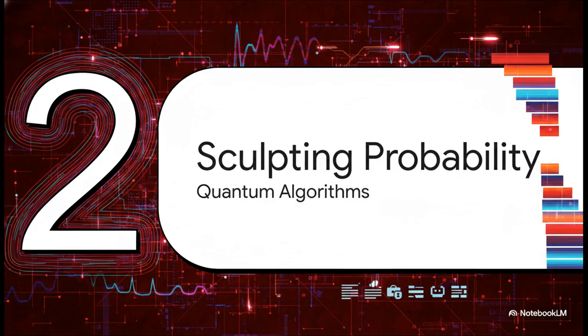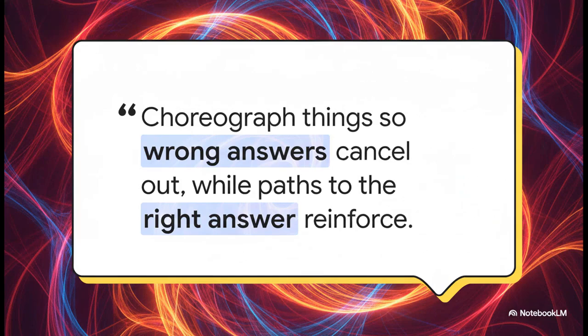Moving on to Section 2. Sculpting probability in algorithms. So the big question is, how do we actually tame these subatomic waves to compute something useful? How do we get from a striped pattern of light in a lab to world-changing software? Well, the renowned computer scientist Scott Aaronson hits the nail on the head here. He says, the goal in quantum computing is always to choreograph things so that for each wrong answer, some of the paths leading there have positive amplitudes and others have negative amplitudes, while the paths leading to the right answer reinforce.